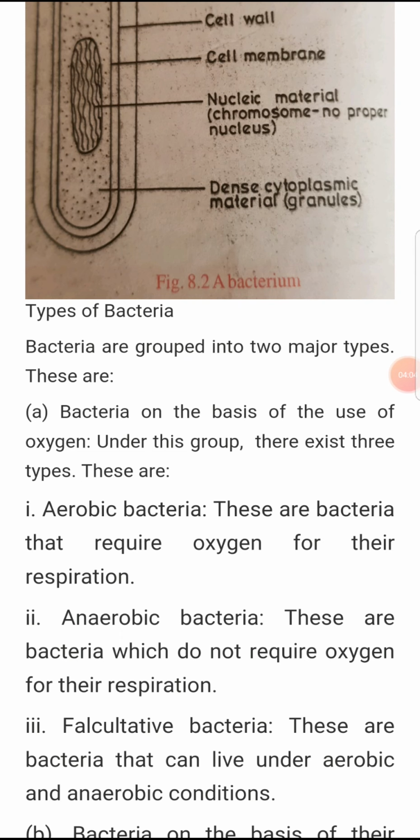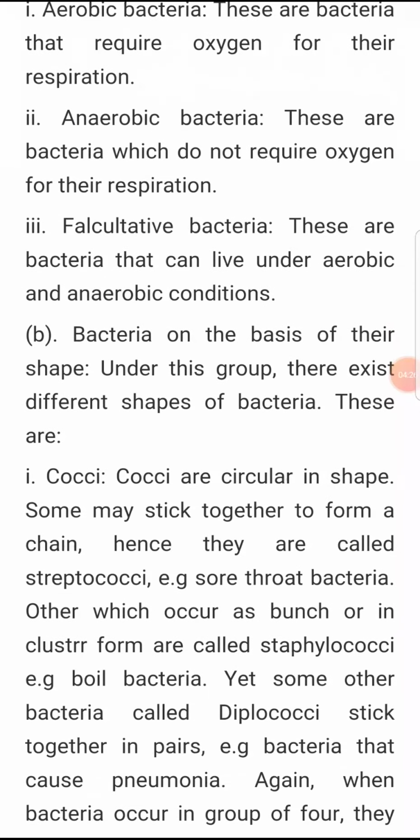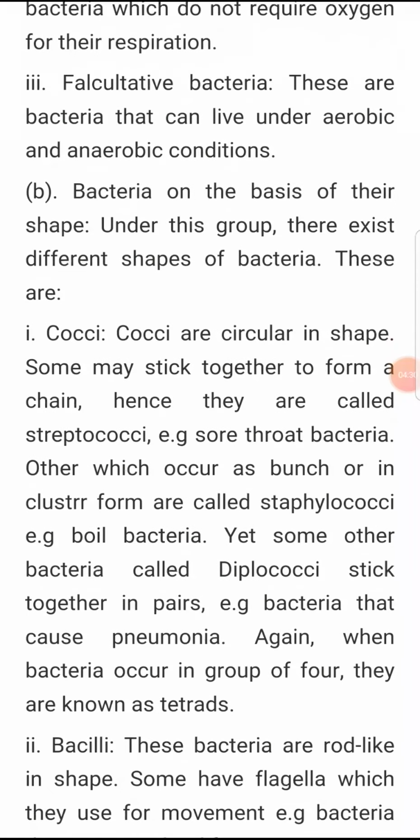These are bacteria that require oxygen for their respiration, and we have anaerobic bacteria. These are bacteria that don't require oxygen for their respiration, and we have facultative bacteria. These are bacteria that can exist both as aerobic and anaerobic bacteria. They can exist in both conditions. Bacteria on the basis of their shape. Under this group, there exist different shapes of bacteria.